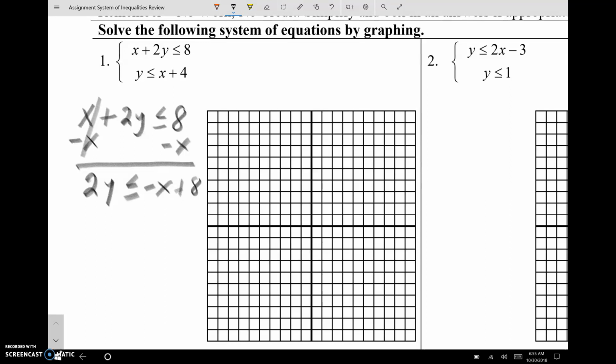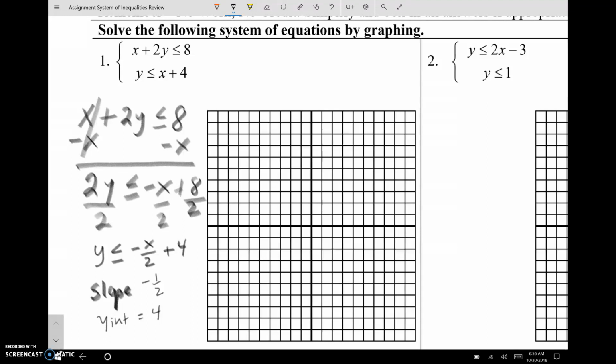You notice that x minus x cancels, and we have 2y is less than or equal to negative x plus 8. And since we're multiplying, we're going to divide each side by 2. And we have y is less than or equal to negative x over 2 plus 4. The slope is negative 1/2, and the y-intercept is equal to 4.